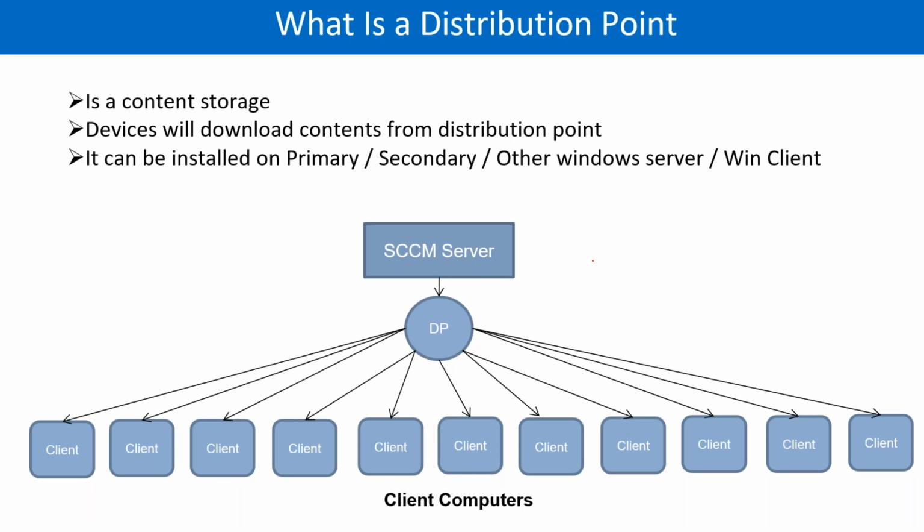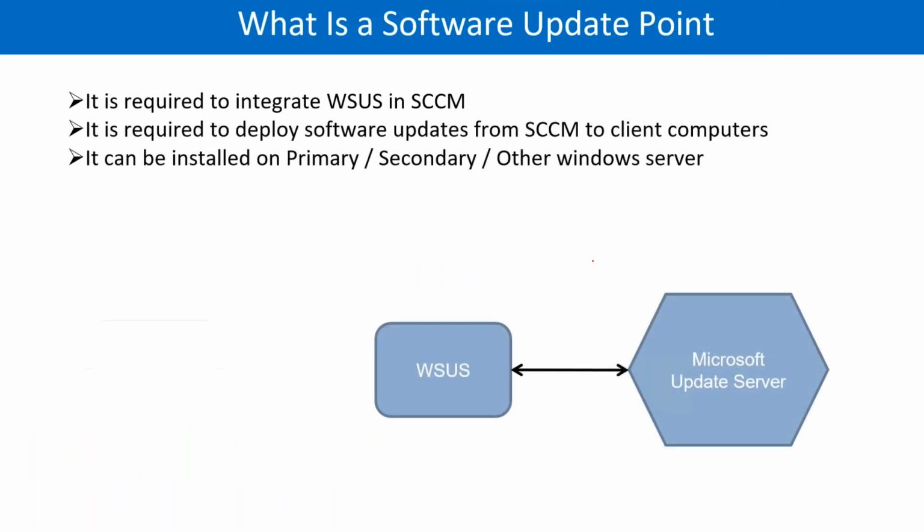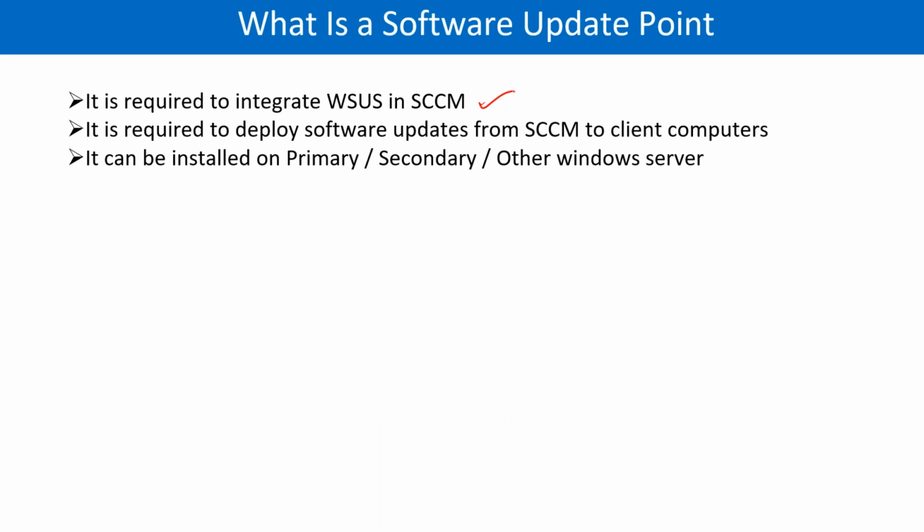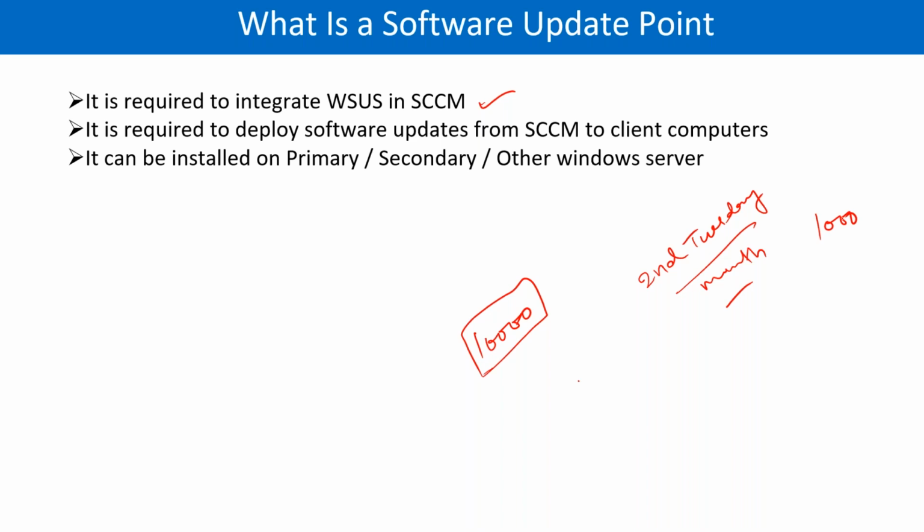So distribution point, you understood? Then you have the software update point. What is the software update point? The software update point is basically for patch deployment, right? The software update point is to integrate WSUS into SCCM. Because suppose you have 10,000 computers, and Microsoft is releasing updates every second Tuesday of every month. Let's say this month they have released 1,000 updates. So I need to install those on my 10,000 computers, right? Because otherwise my systems will be vulnerable.